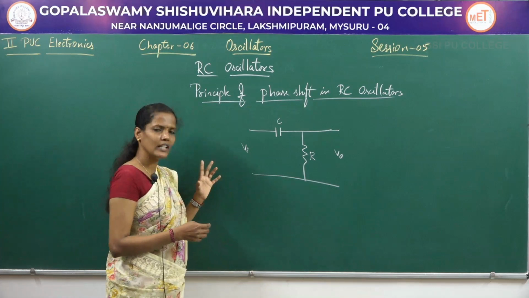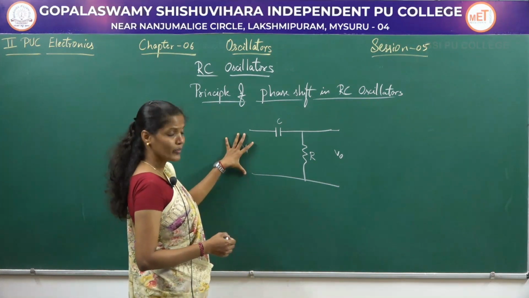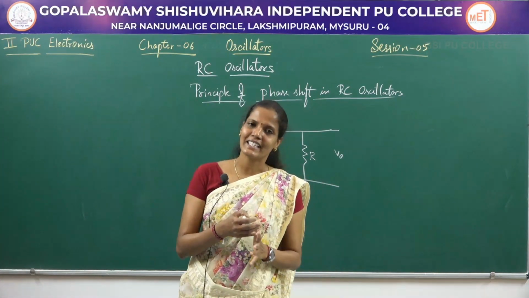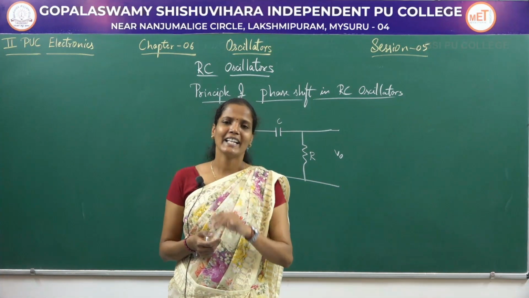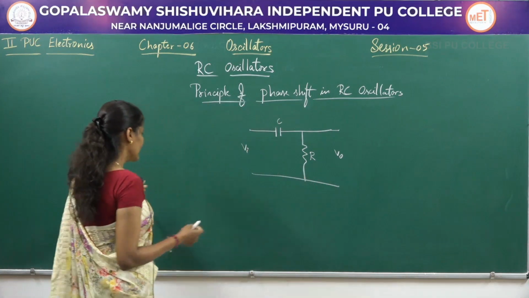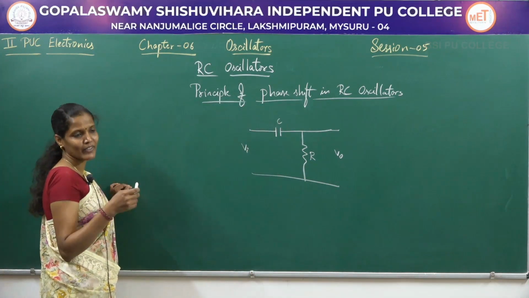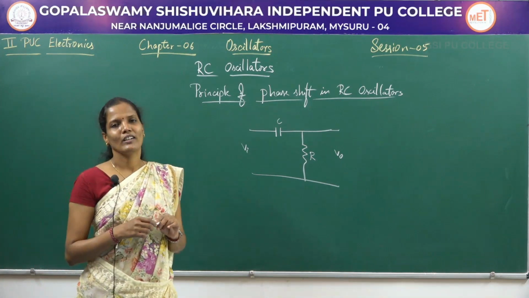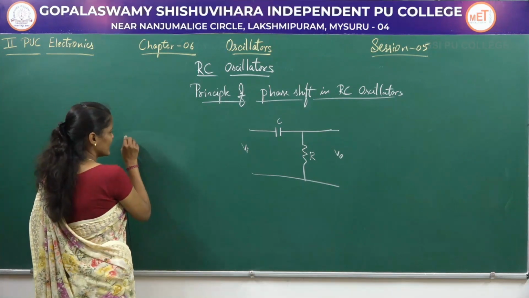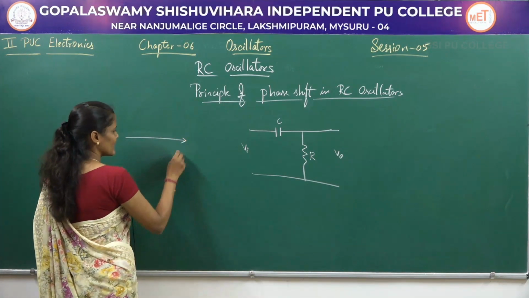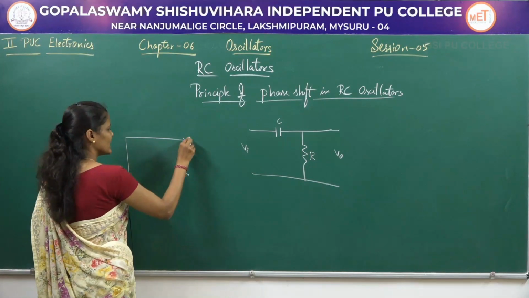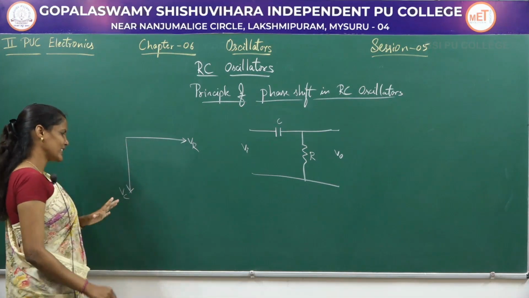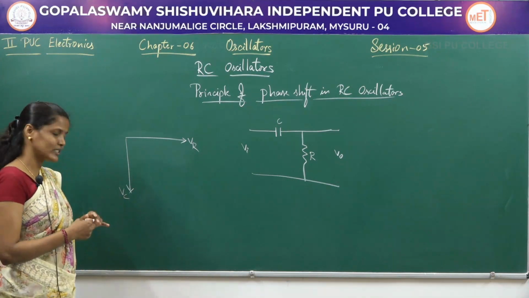If an AC input voltage is applied across this combination, then the voltage across the resistor will always lead the applied voltage at an angle of phi. In the first year PUC itself we have studied this in the application of AC and DC to passive components. When we apply AC to passive components, the voltage across the resistor will always be leading the voltage across the capacitor.